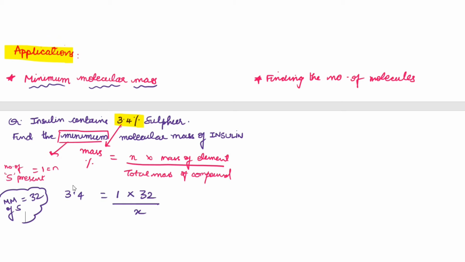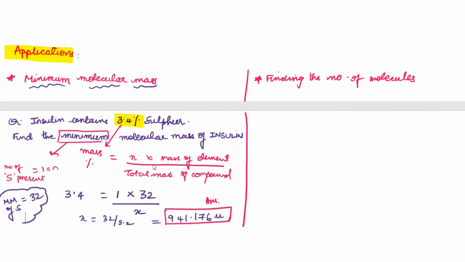So x is equal to 32 by 3.4, which gives us 941.176 U. So U is nothing but units. 941.176 units, or AMU. So there can be a number of questions framed on minimum molecular mass. For all these types of questions, the only formula used is the formula of mass percentage. Simple. So next we will move on to the next application, that is finding the number of molecules.